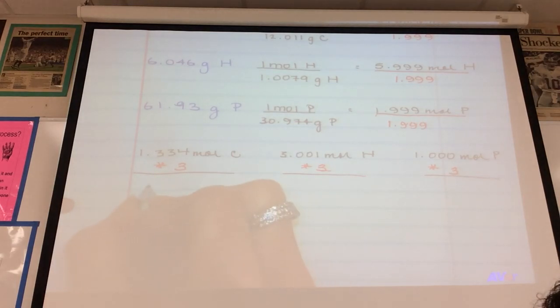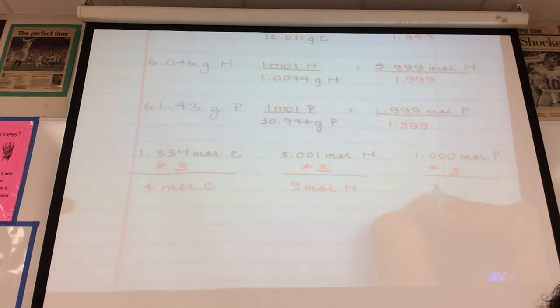So we're going to have essentially 4 moles of carbon, 9 moles of hydrogen, and 3 moles of phosphorus. I knew I was getting whole numbers, so at this point I'm not going to maintain all those sig figs. And I've got C4H9P3.